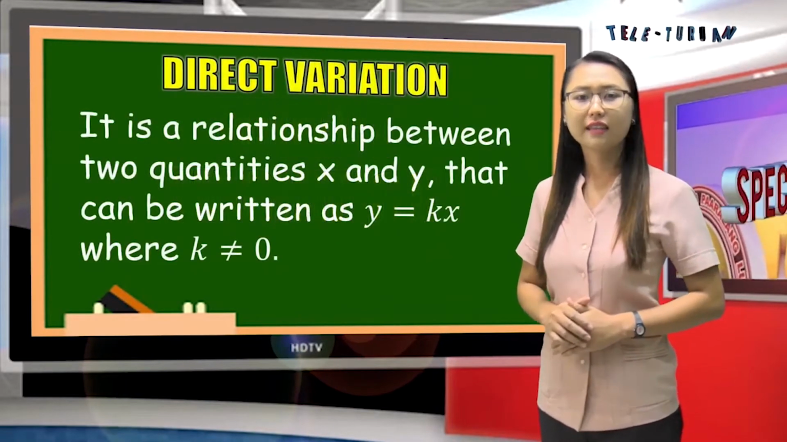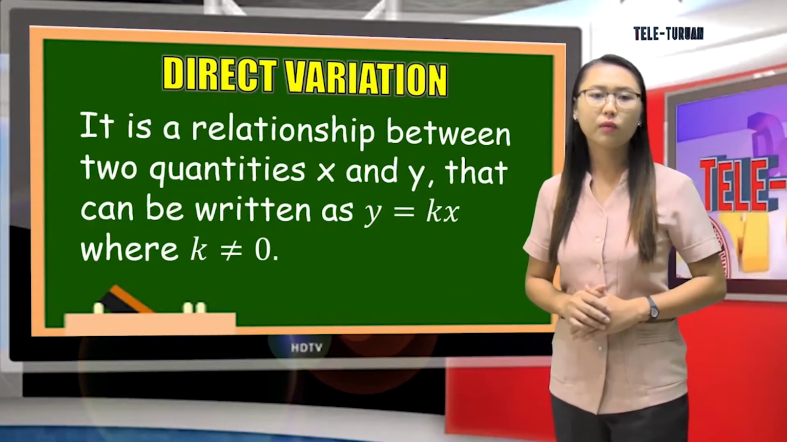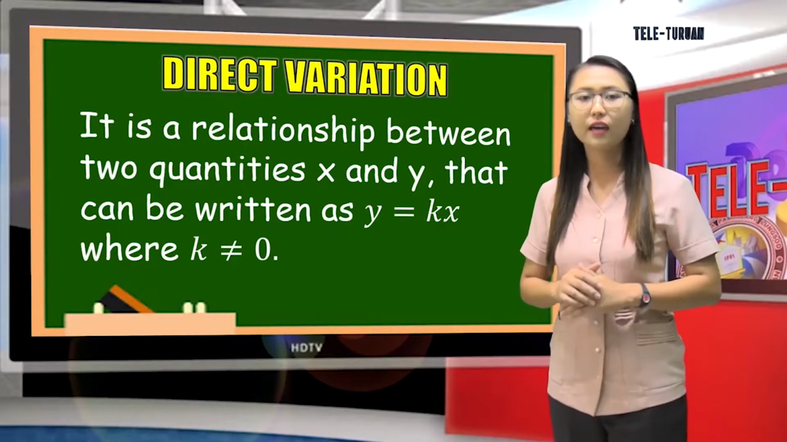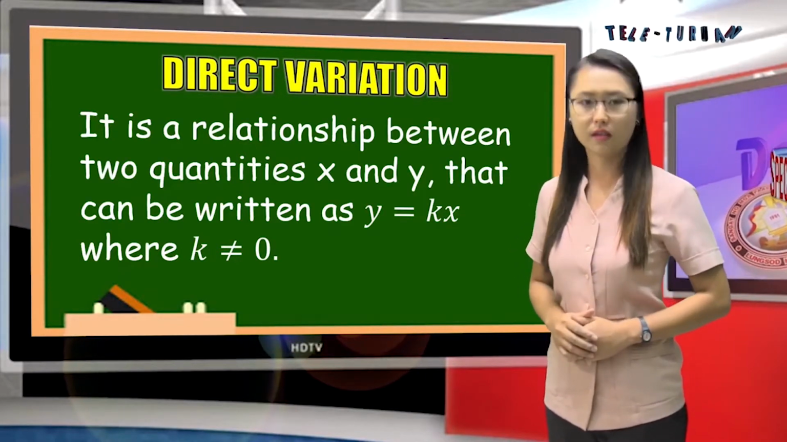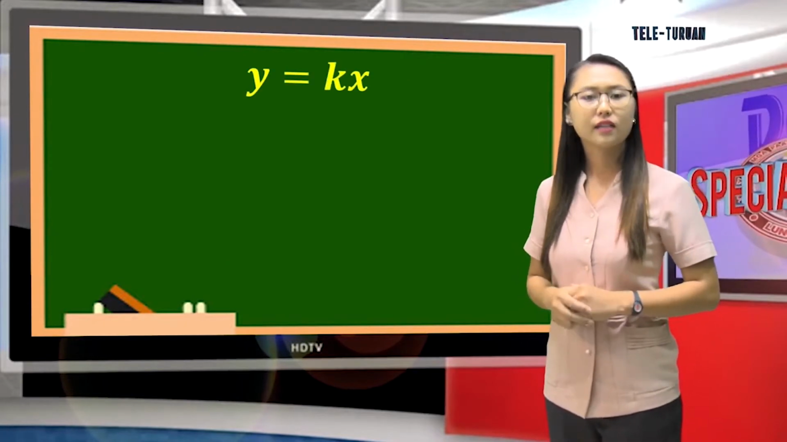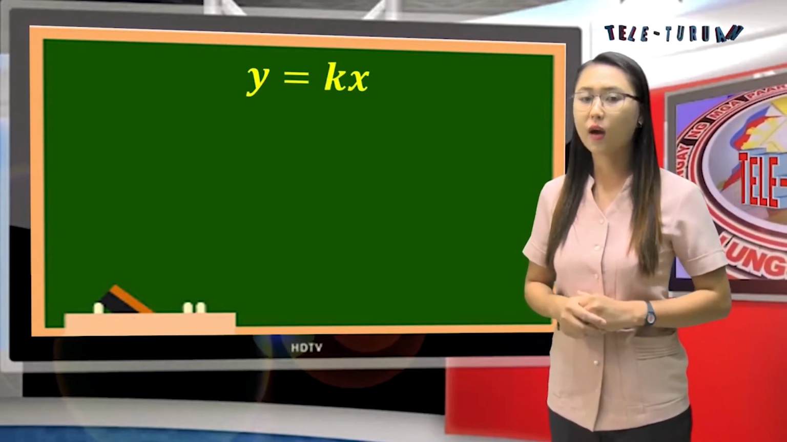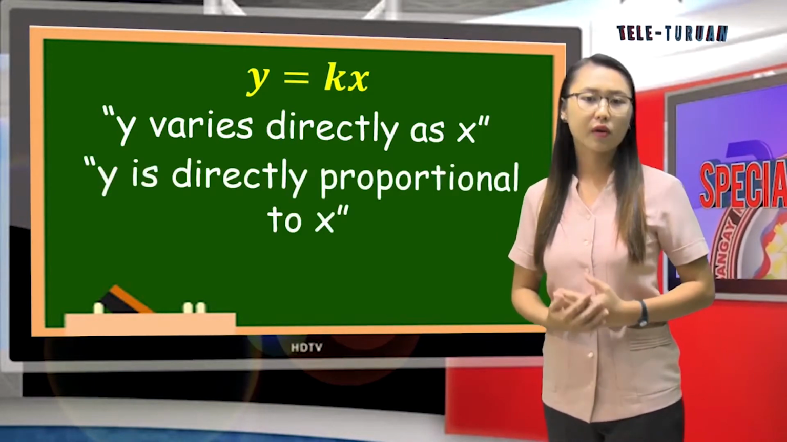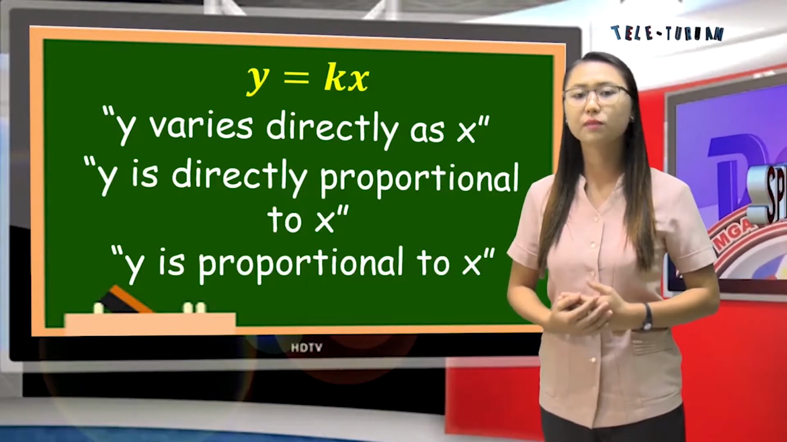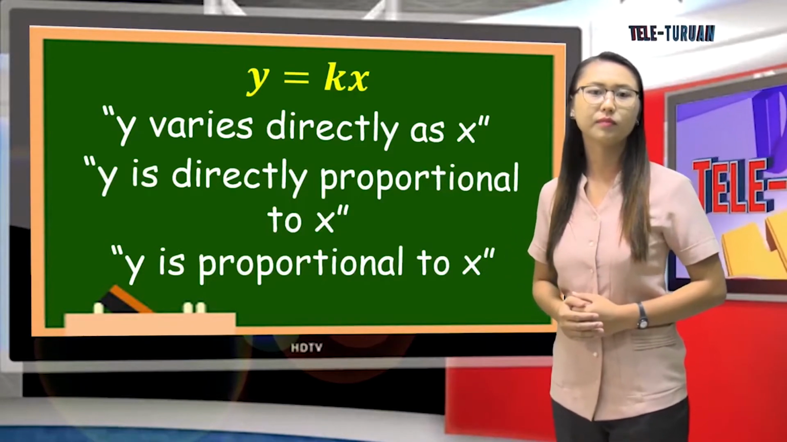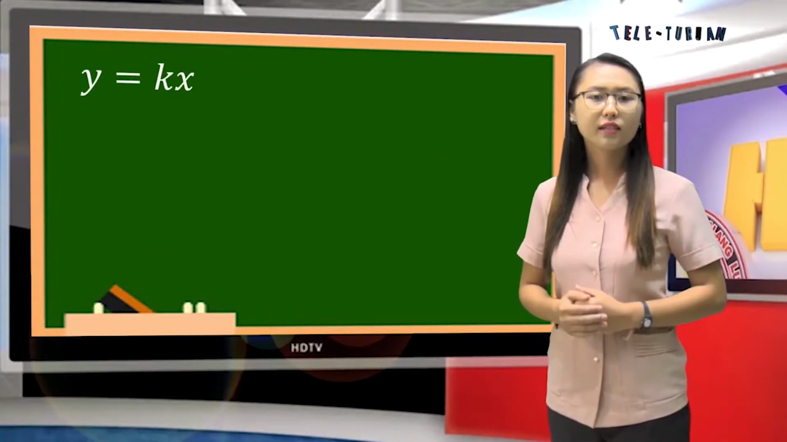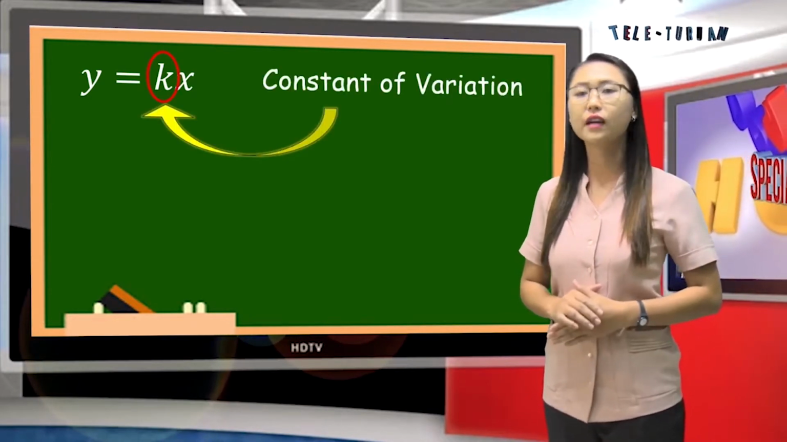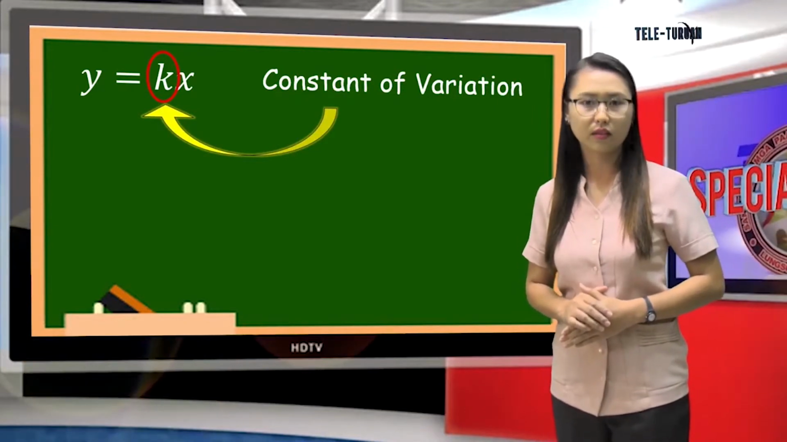Direct variation is a relationship between two quantities, x and y, that can be written as y is equal to kx, where k is not equal to 0. Y is equal to kx may be read as y varies directly as x, y is directly proportional to x, or y is proportional to x. In y is equal to kx, k is what we call the constant of variation that relates the two variables.